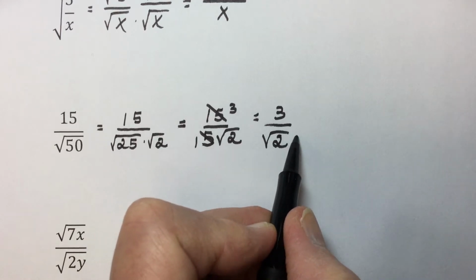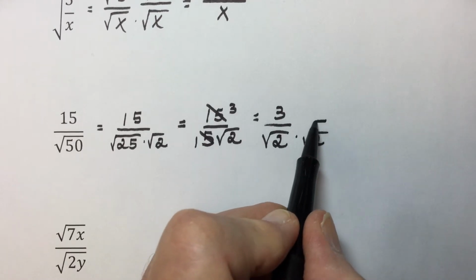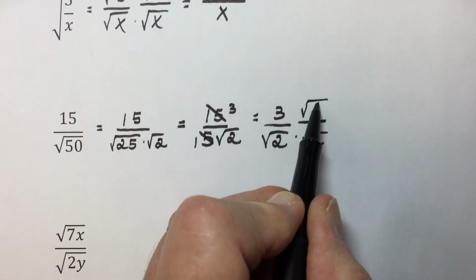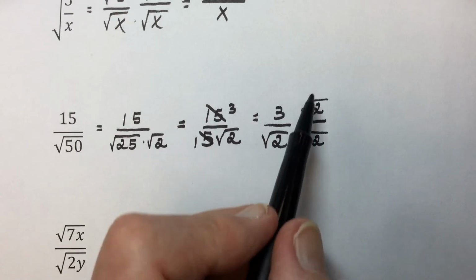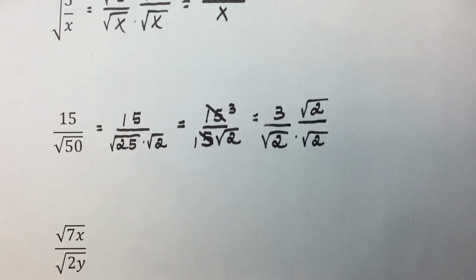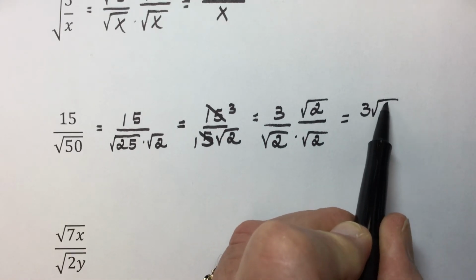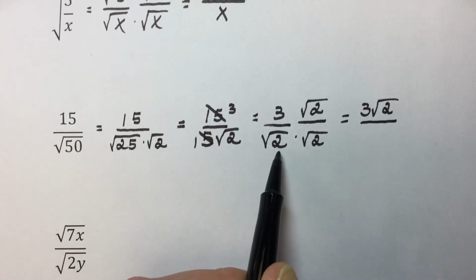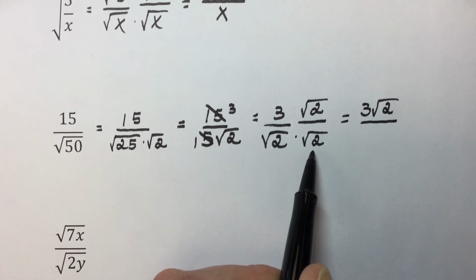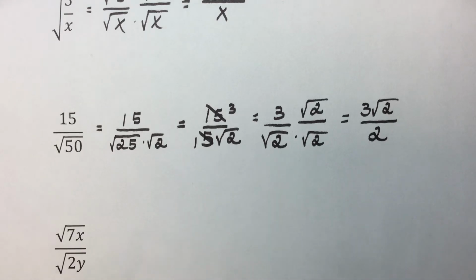We have 1, 2. We need a second square root of 2. To maintain equality, we'll multiply the numerator by square root of 2, since this expression is 1, and multiplying by 1 doesn't change the value. Multiplying in the numerator, we have 3 times the square root of 2, and in the denominator, square root of 2 times square root of 2 results in square root of 2 squared, or square root of 4, which is 2. We now have a rational denominator in its simplest form.